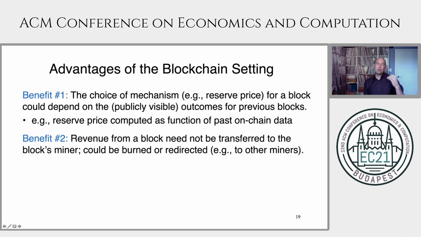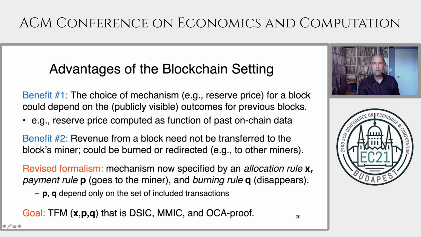Benefit number two, there's tremendous control over what happens to the payments from the users of included transactions, right? Because basically what happens to those payments is literally in the protocol code. And there's nothing that anybody can do about it. So in particular, it's trivial in the blockchain setting to take users' payments and burn them, or to redirect them wherever you want, not necessarily to the miner of that block, to a foundation, to the miners of other blocks, whatever. So that's the second benefit. Okay, so you can really have hard-coded control over what happens to the payments of one of these auctions.